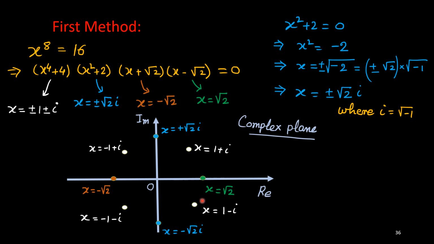Right? Now, it is interesting to see that all the 8 solutions are lying on a circle with radius square root 2, and they're equally spaced. You see, it starts from here, then this point, then this point, this point, every 45-degree angle. Now, before going to the second method, I'll discuss something about complex numbers, because the second method will work on these complex numbers.